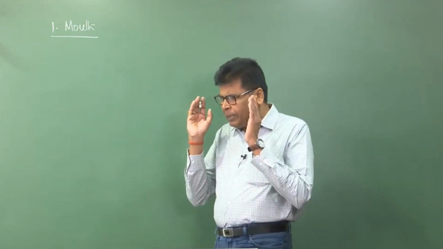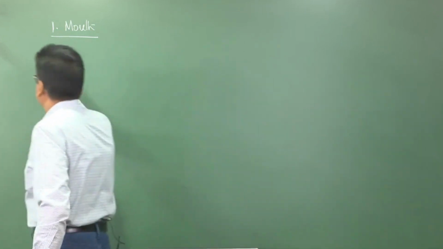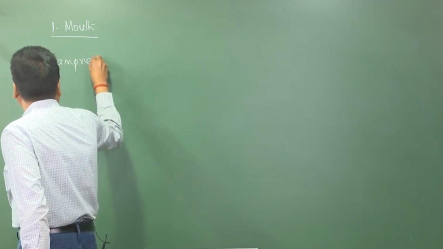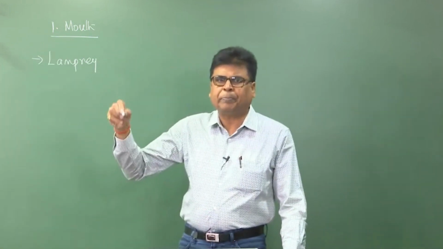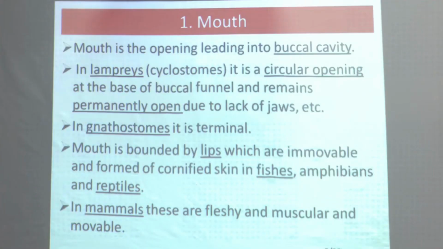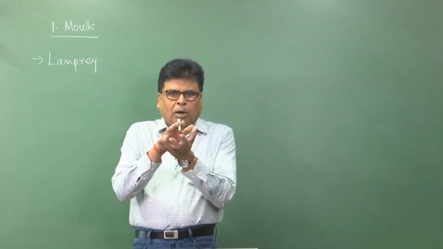Now we shall see what types of mouths are present in different organisms. If I talk about the chordates, the first comes the lamprey, which is known as a cyclostome. Cyclostome is a primitive vertebrate. In lamprey or cyclostomata, it is a circular opening at the base of the buccal funnel and remains permanently open due to lack of jaws. Due to absence of jaws, the mouth is always open.